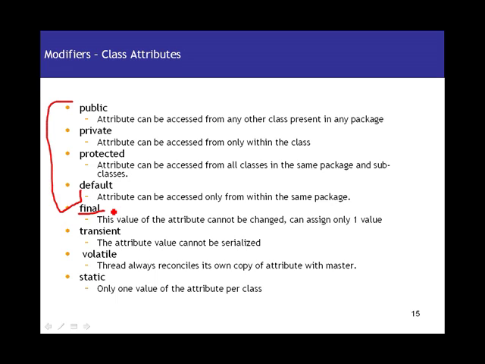Next, transient. What is transient? The attribute value cannot be serialized. So the first question is, what is serialization? Basically, when you want to save the state of an object for retrieving it at a later point of time, you serialize it. So what do I mean by saving the state of an object?